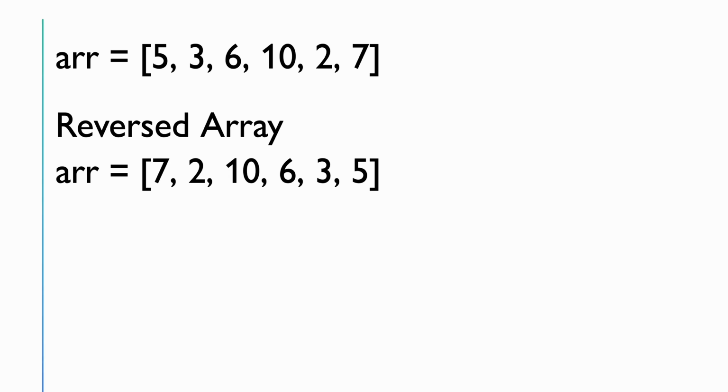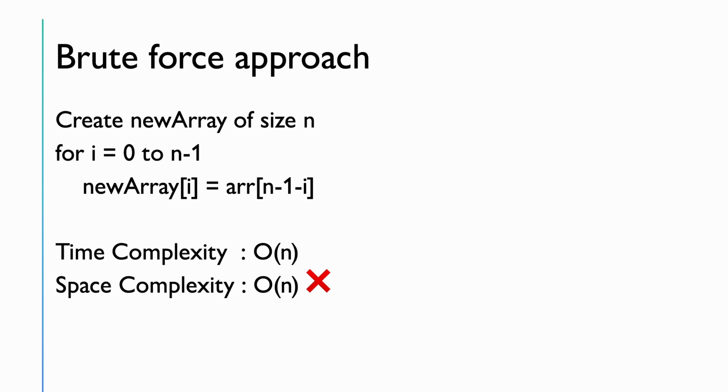Before going to the optimal solution, let's quickly talk about the brute force approach. In the brute force method, we create a new array and copy elements from the end of the original array to the beginning of the new array. This approach works fine, but it uses big O of n extra space, which is not optimal. So instead, we'll solve this problem using two-pointer approach, which reverses the array in place using big O of one space complexity.